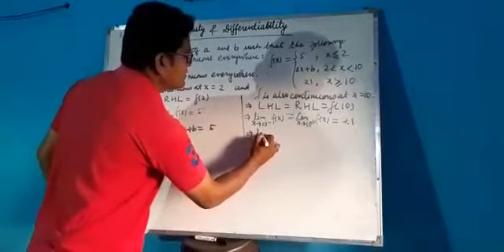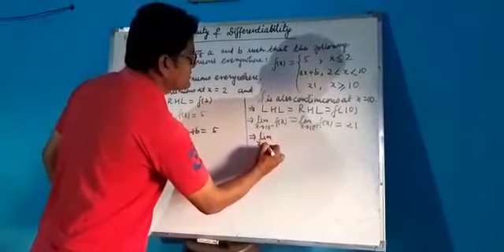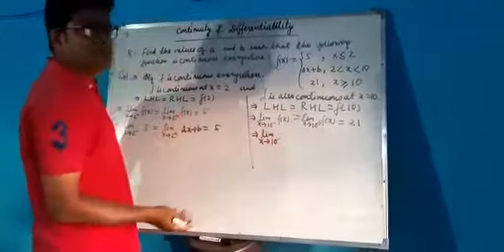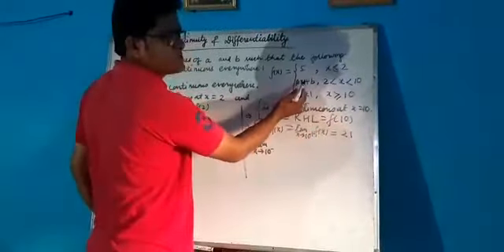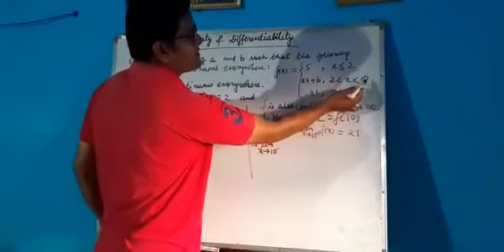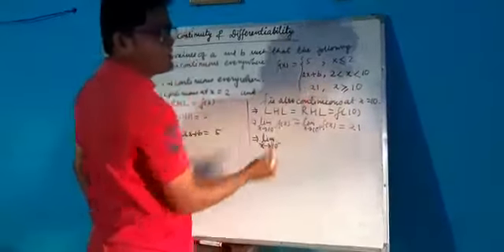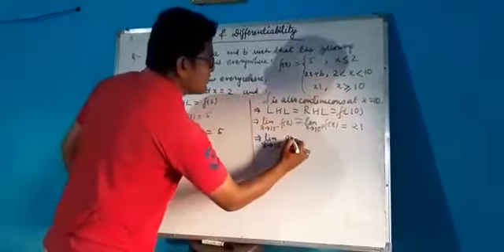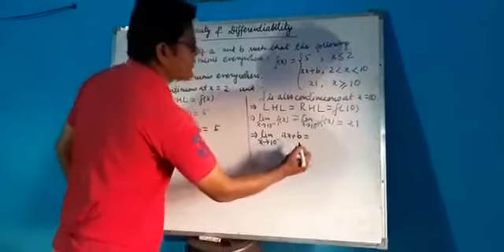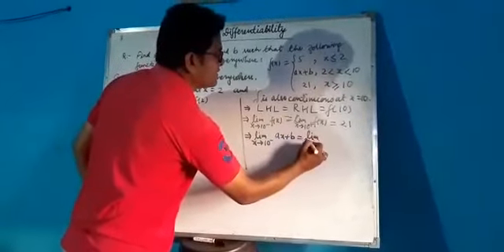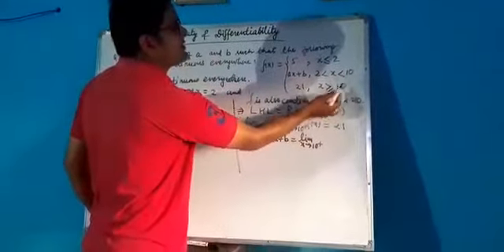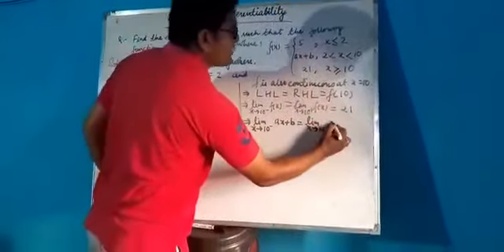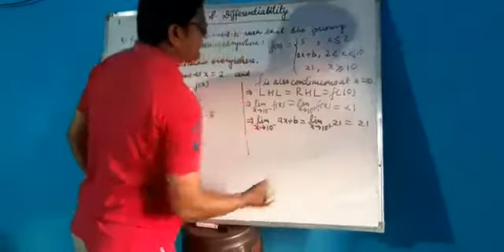Now here limit x tends to 10 minus, less than 10. See here, x is less than 10. The value of the function is ax plus b. So it is ax plus b. Now x tends to 10 plus means x is greater than 10. If x is greater than 10, the value of the function is 21. I have written 21 is equal to 21.